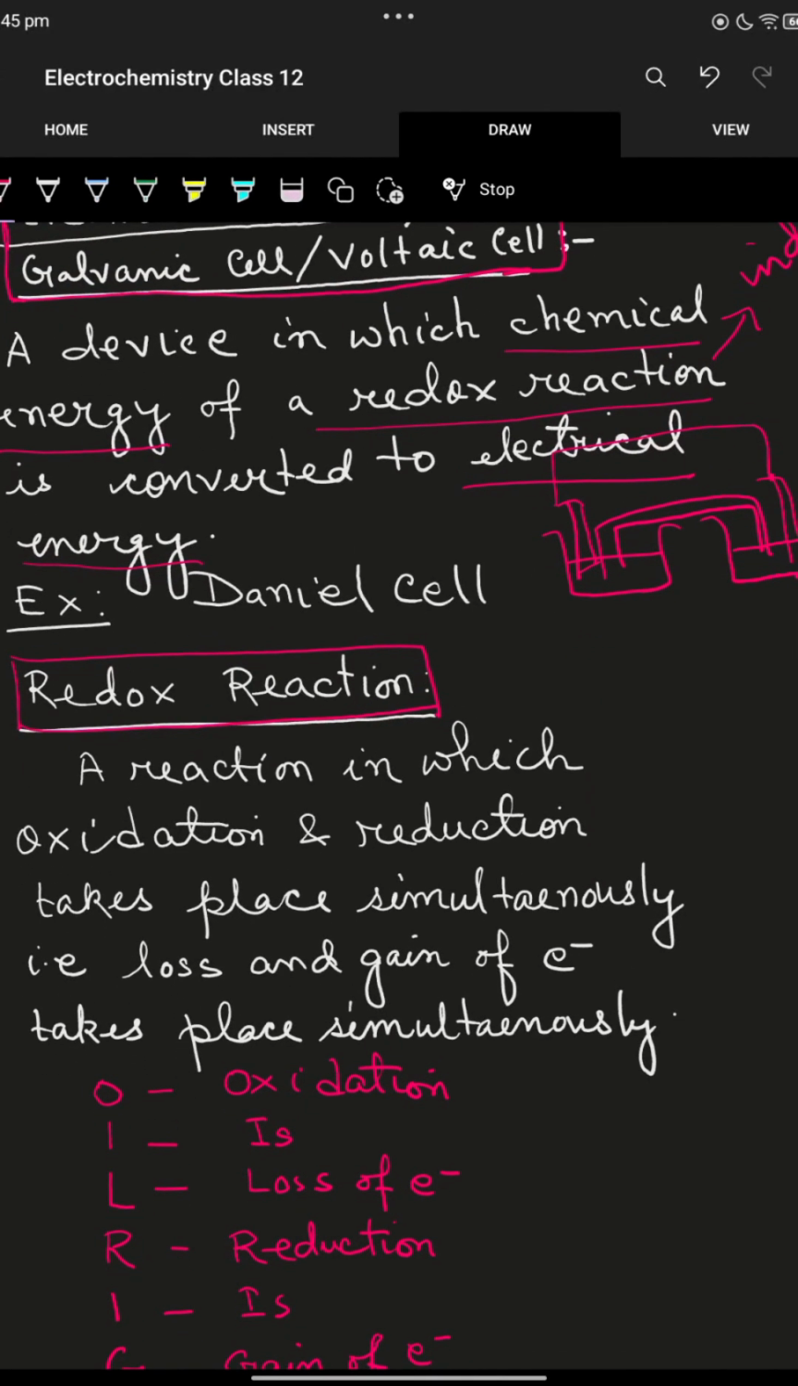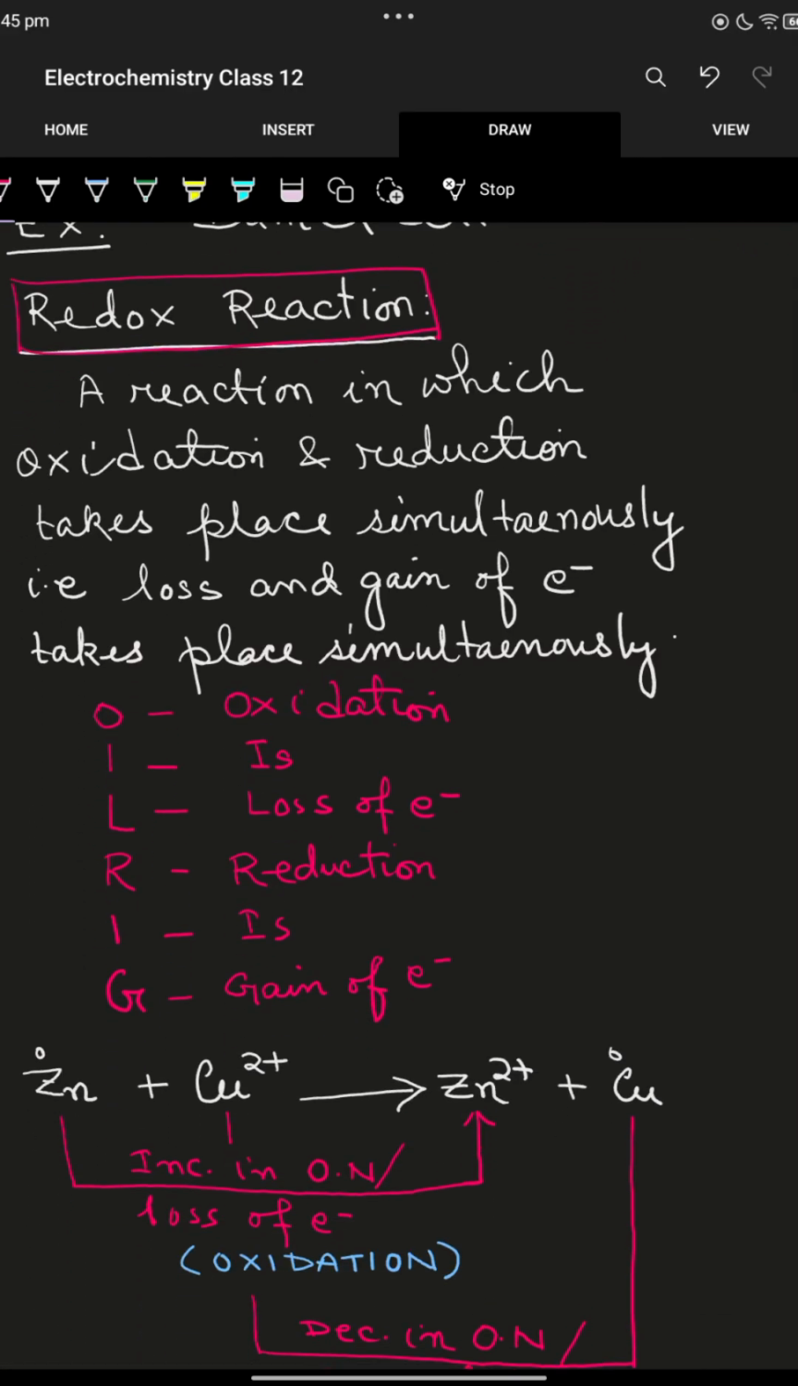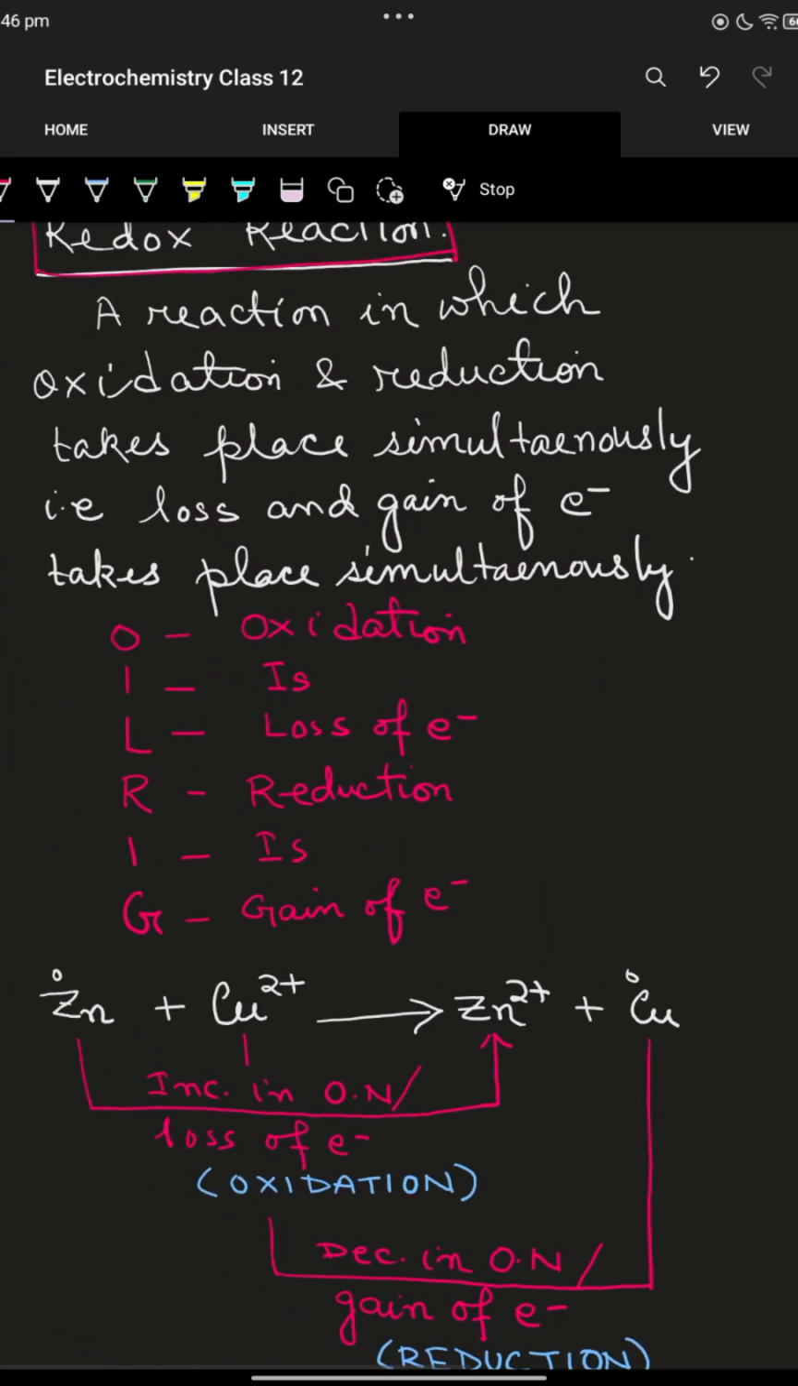Now, what is a redox reaction? Where oxidation and reduction takes place simultaneously. Such a reaction is known as redox reaction. Now, oxidation and reduction in terms of exchange of electron, what is that? OIL RIG, you should remember, that is oxidation is loss of electron and reduction is gain of electron. So oxidation is loss of electron, reduction is gain of electron.